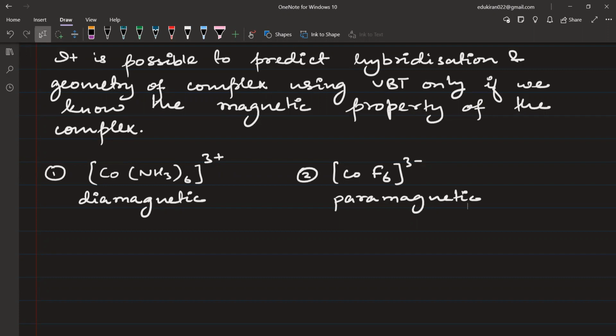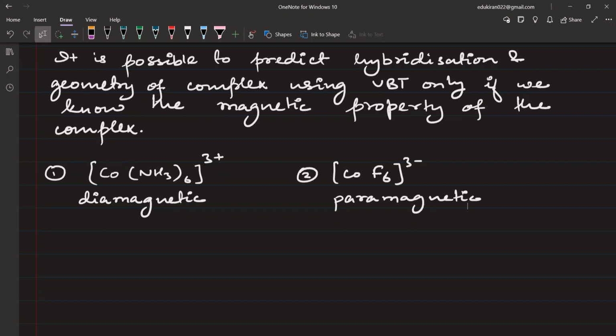If I ask you to explain the structure of this complex using valence bond theory, then your responsibility is to ask me, sir, whether it is diamagnetic or paramagnetic. Without that information, we cannot tell whether the complex is dsp2 or sp3d2. We cannot tell the hybridization if we don't know whether it is diamagnetic or paramagnetic.